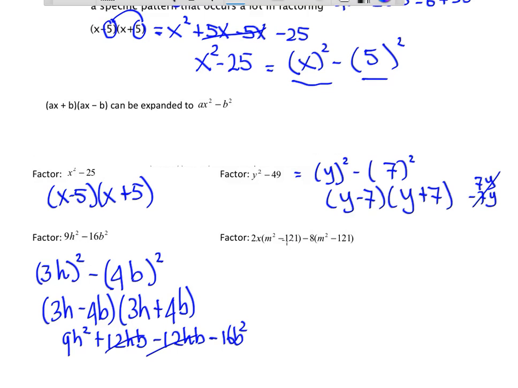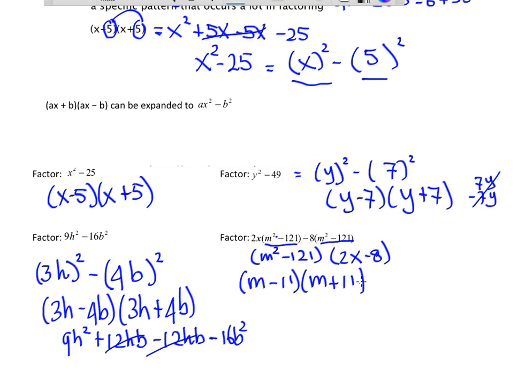How about this thing? Well, that looks really ugly right now. So this is a combination of the patterns, the grouping pattern I showed a moment ago, and then there's another pattern here as well. So m squared minus 121 occurs both here and there. So if I take it out, I get 2x minus 8 left. So I get m squared minus 121, and then I get 2x minus 8. Okay? M squared minus 121, sorry. 121 is 11 squared, so that is m minus 11 and m plus 11.